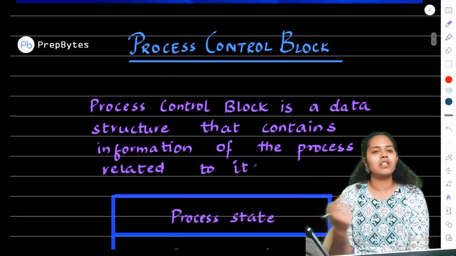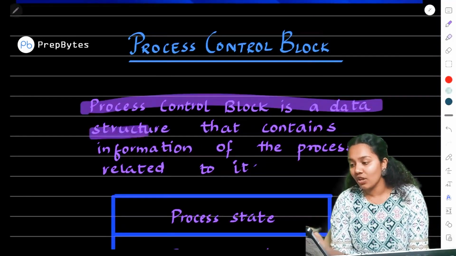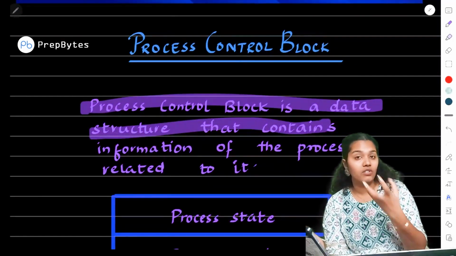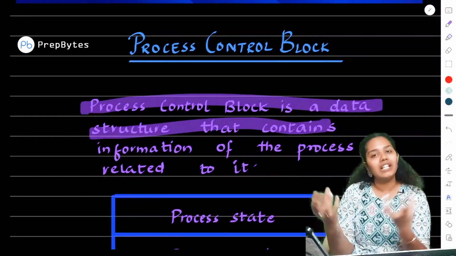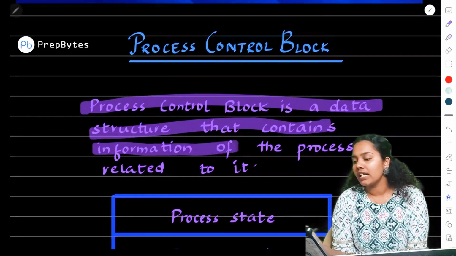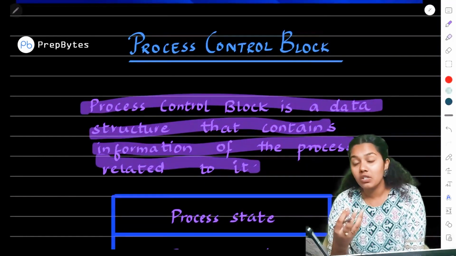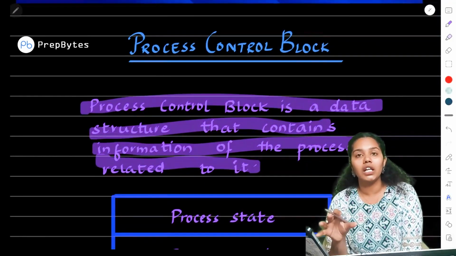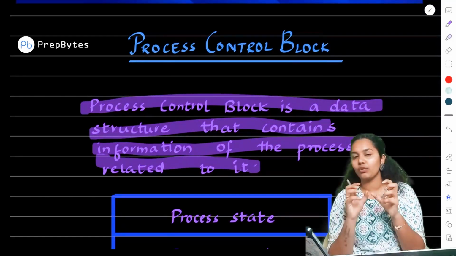Now what is a process control block? A process control block is a data structure. Data structure means having different kinds of elements together. It is a data structure that contains the information of the process. So whatever the process is doing, everything related to the process is generally present in the process control block.